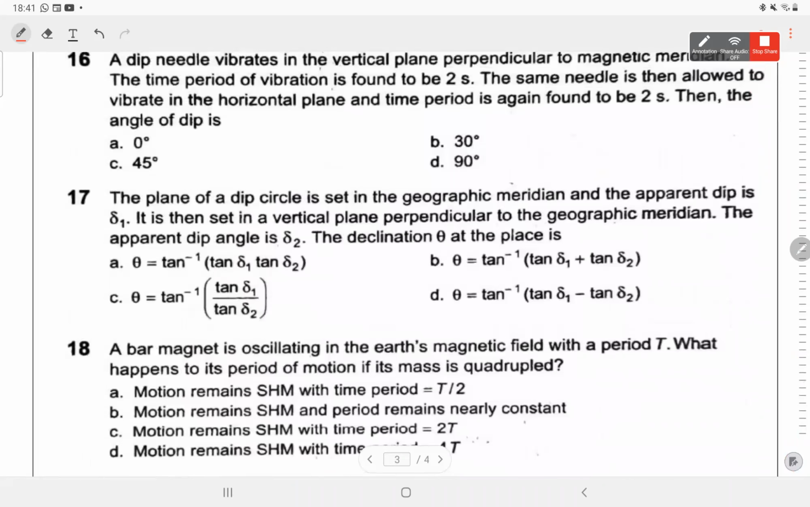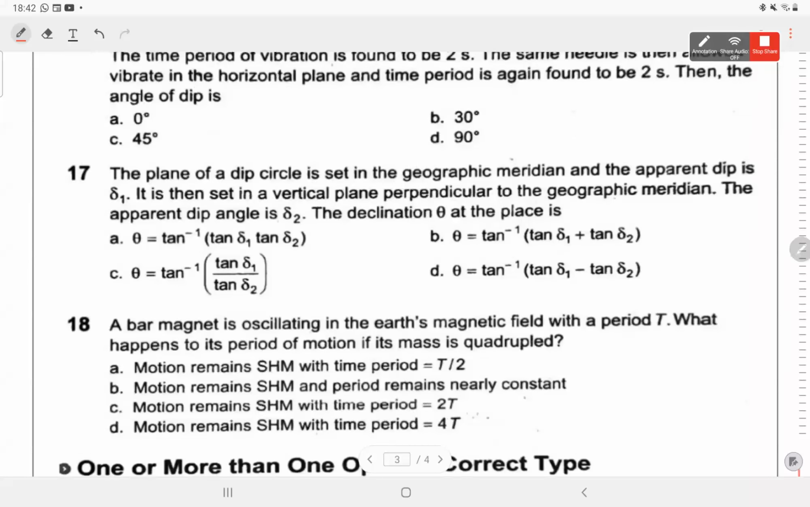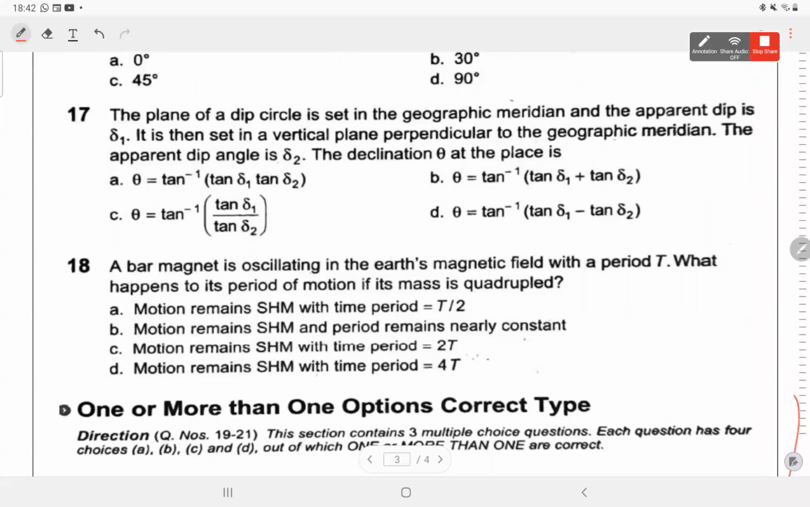Question number 17 is direct formula based. The dip circle is set in the geographic meridian, apparent angle delta 1. Apparent angle tan delta dash is tan delta by cos theta. A bar magnet is oscillating in Earth's magnetic field. What happens if the time period of the mass is quadrupled?